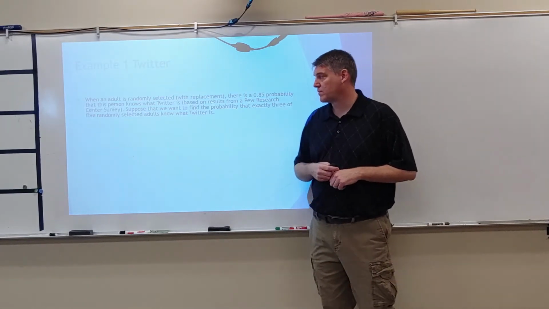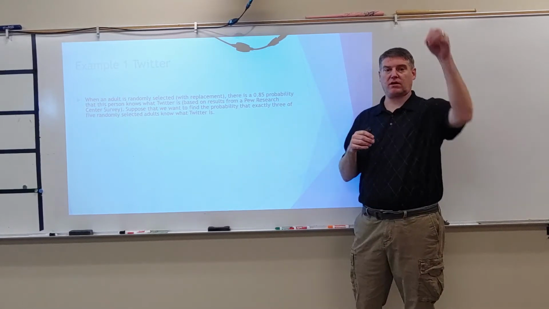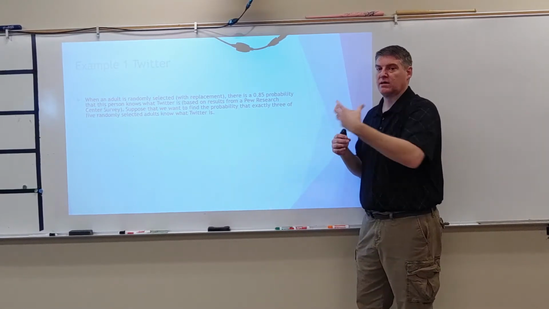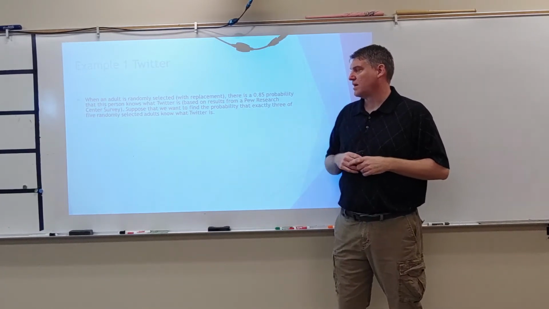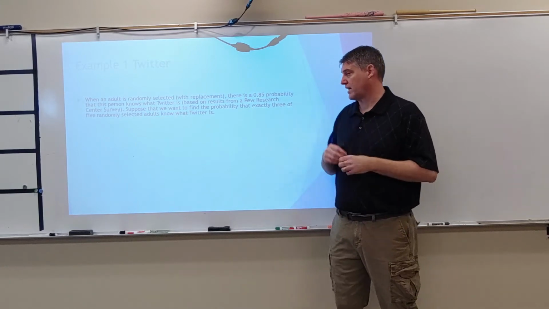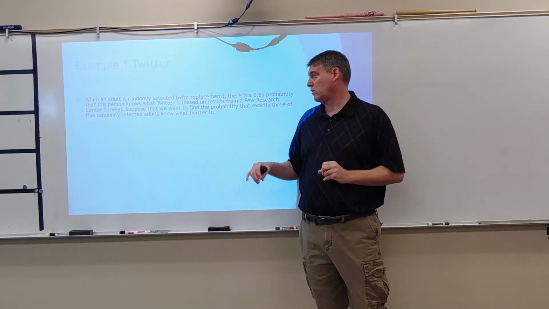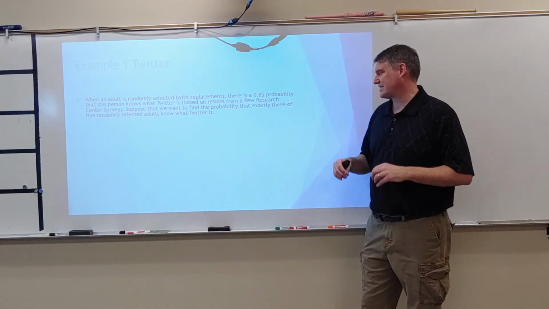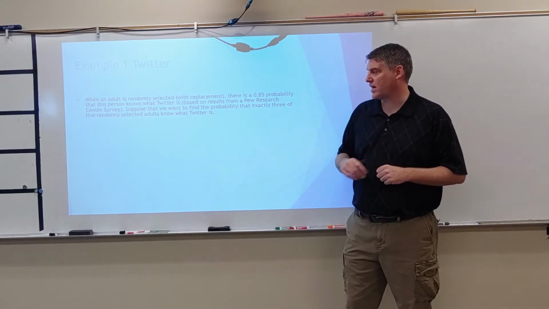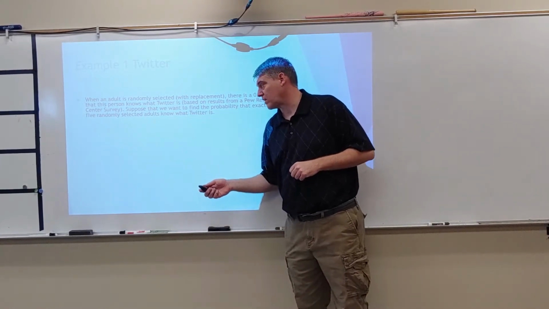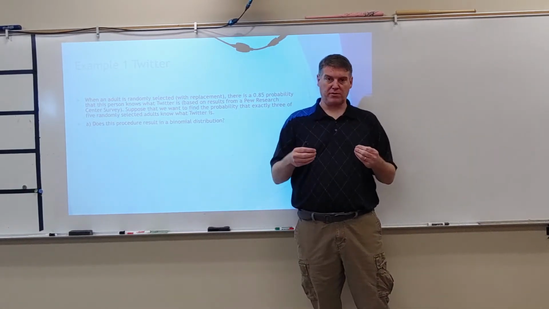Example 1, Twitter. When an adult is randomly selected with replacement, so we're going to take an adult, ask them a question, put them back in, and maybe ask them something. There is a 0.85 probability that this person knows what Twitter is, based on results from a Pew Research Center survey. Suppose that we want to find the probability that exactly 3 of 5 randomly selected adults know what Twitter is. Okay? So, does this procedure result in a binomial distribution?